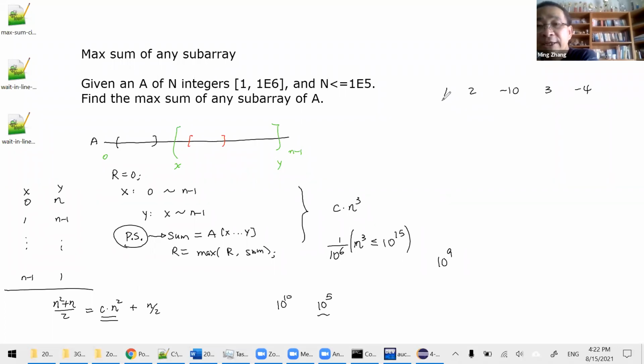So here, if you take this subarray, the sum is 3. If you take this one, it is 3 here. And actually, that would be the maximum. Why? Because no one would love to include -10.